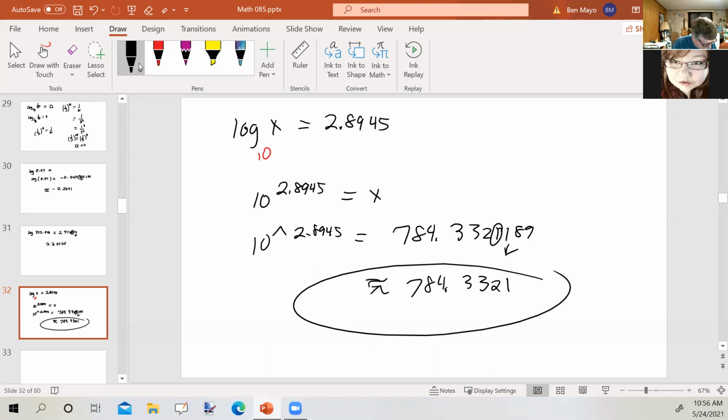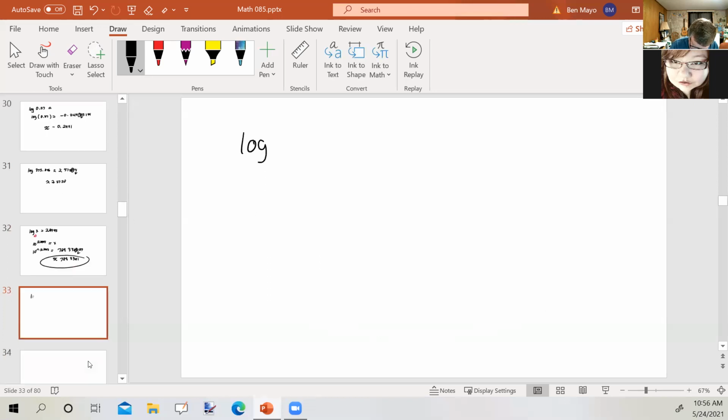All right. Now, let's see here. Let's take the log of -2. So log -2, close it up, and I get, it says domain error. Remember, you can't take the log of a non-positive number. You can't take the log of 0 or of a negative number. So that doesn't work. All right, let's take a look at some application problems.